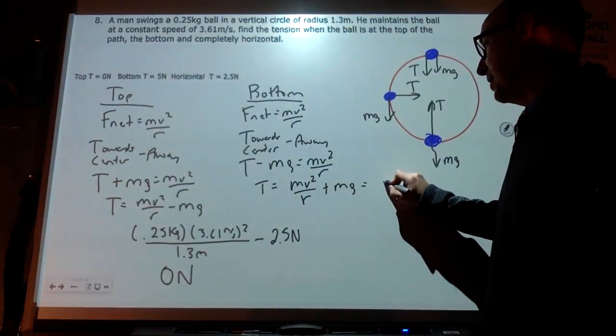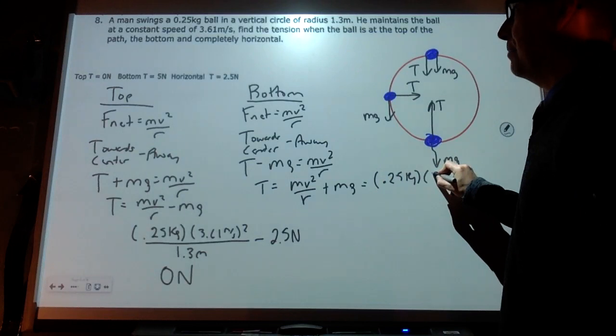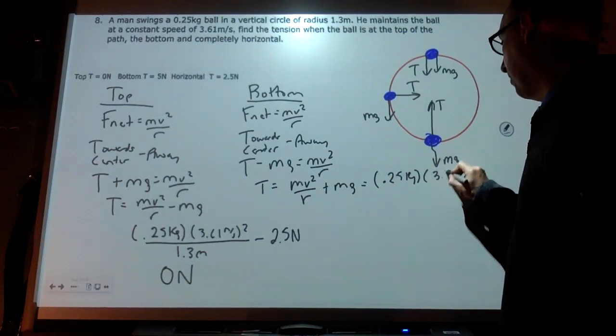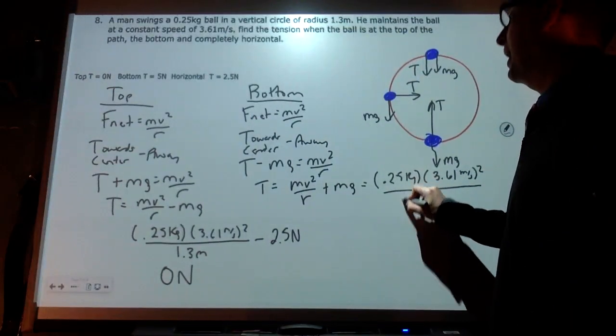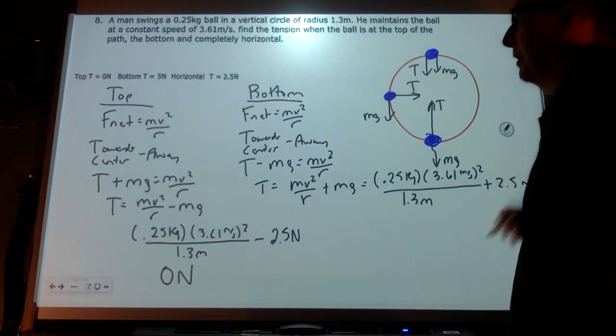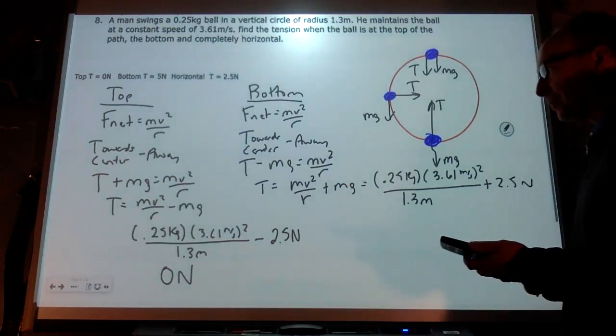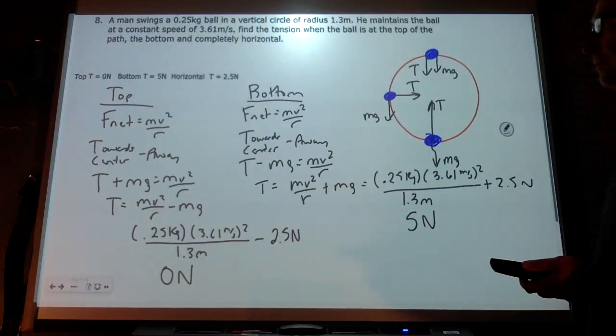So this is 0.25 kilograms times 3.61 meters per second squared divided by 1.3 plus 2.5. And so this is 5.